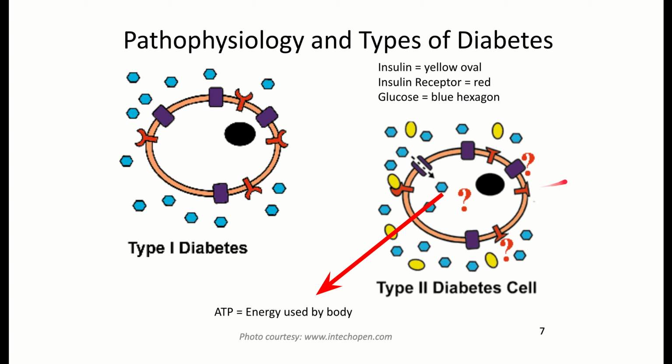The image to your right is type 2 diabetes. There is insulin as represented by the yellow ovals. Type 2 diabetes involves defects at the cell membrane that prevent the normal action of insulin. Even though insulin is present, the cell resists its effect in transporting glucose into the cell.